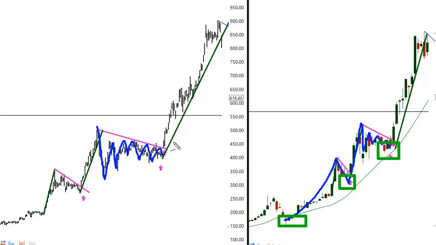Notice how we went sideways, then we started to break out, which gives us a bit of confirmation that we're now likely to start to see some upward movement. It broke out, and then it just continued doing what? Making these higher lows and higher lows all the way up. So I hope you can see this. You may have to watch this a few times to really sink it in.